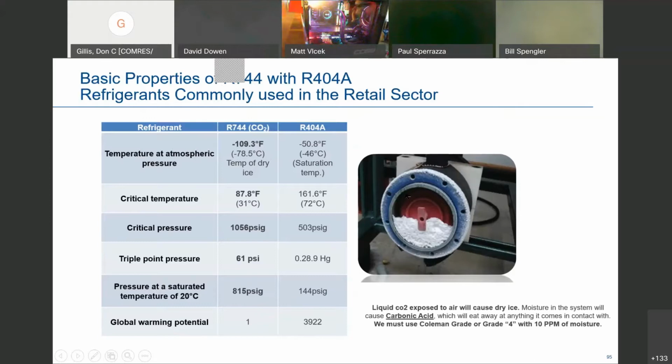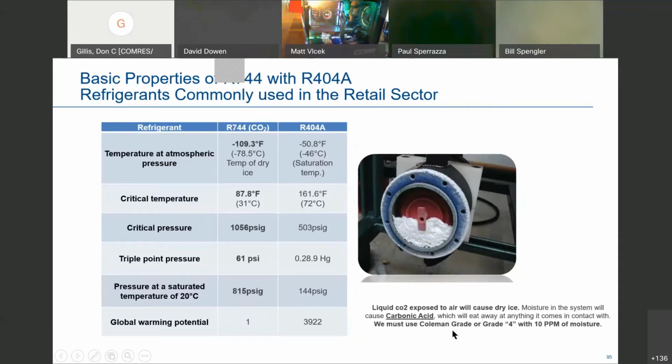The real thing I want to show you is here, this is a filter that we took off. This is actually air exposed to a liquid refrigerant. It immediately turned into dry ice, okay? The liquid CO2 exposed to air will cause dry ice. So we have to be very cautious about moisture like we do in any refrigerant, okay? It causes carbonic acid, which will eat away anything it comes in contact with.